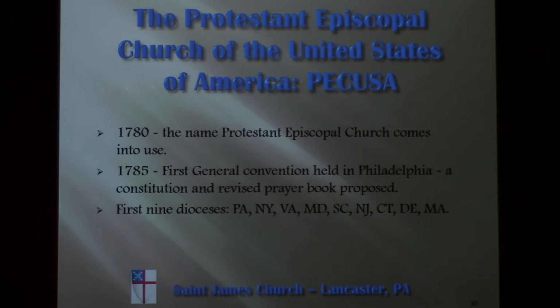And if you look at the little crosses on our shield, and the shield is the symbol for the Episcopal Church in the United States, those 9 crosslets correspond to the first 9 dioceses.